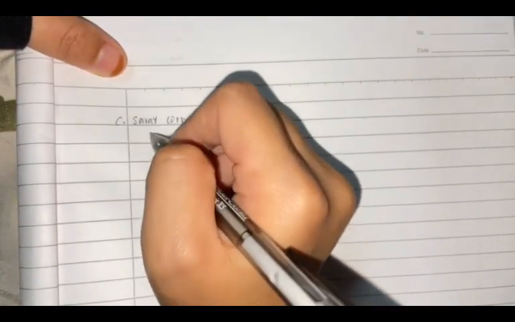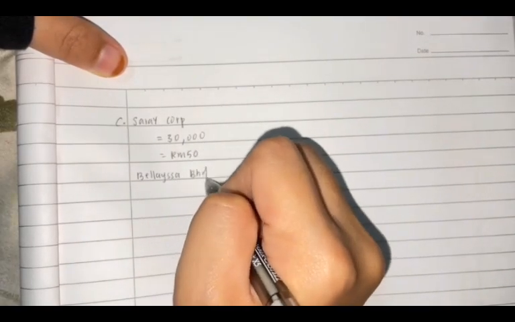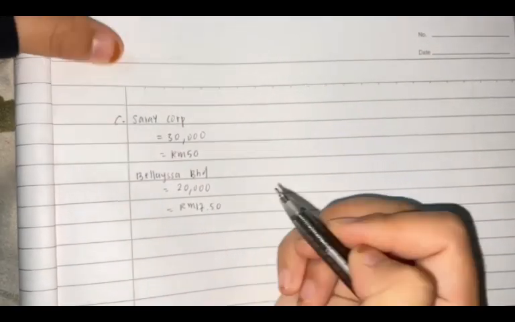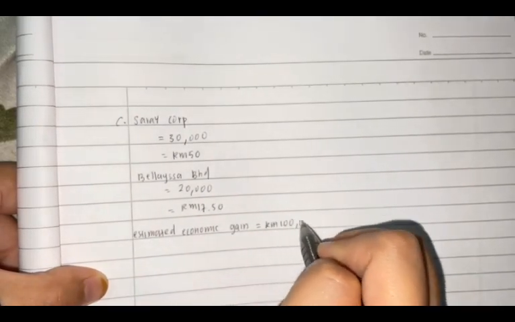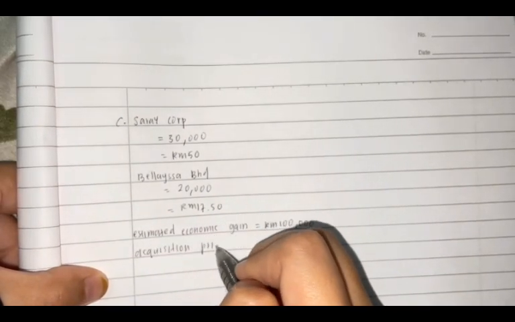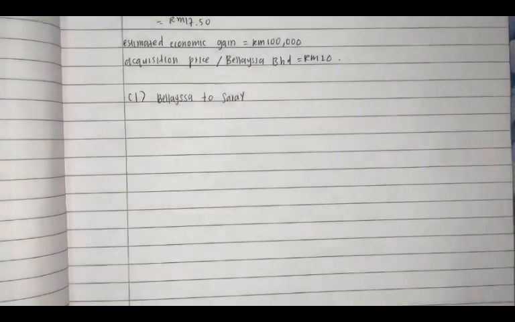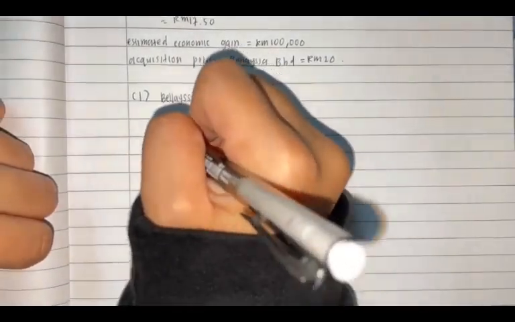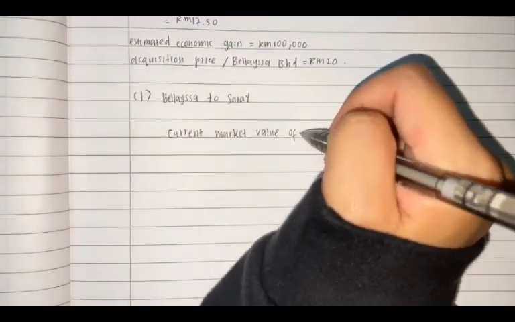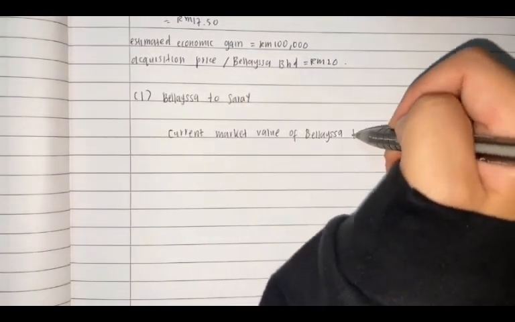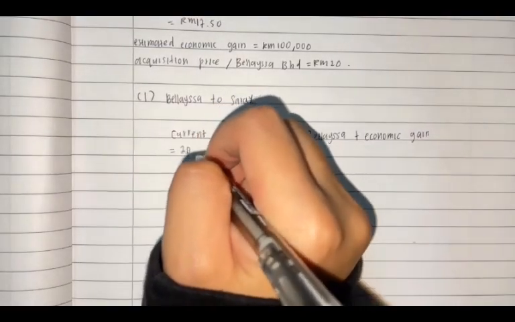Value of Balai Saberhad to Serai Corporation. The current market value of Balai Saberhad is calculated by multiplying its outstanding shares, which is 20,000, by the price per share, which is 17 ringgit and 50 cents. Thus, 20,000 multiplied by 17 ringgit and 50 cents is equal to 350,000 ringgit.